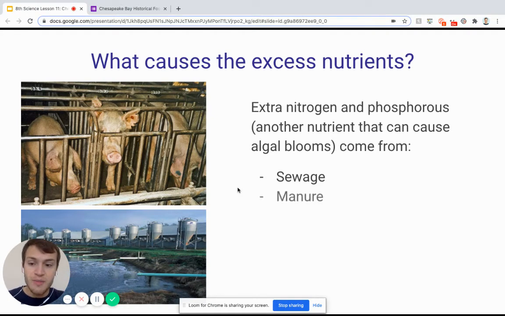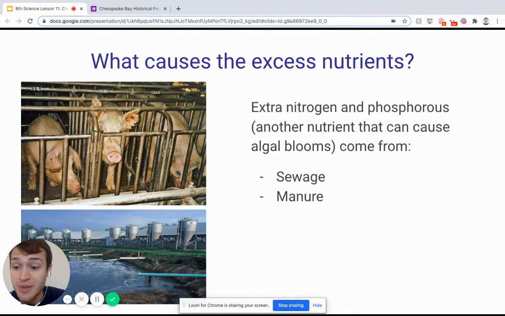But the other way that this extra nitrogen and phosphorus gets into the Chesapeake Bay is from manure, so animal poop. I lived in Washington, D.C. for a summer, which is on Chesapeake Bay. I had no idea I was living on Chesapeake Bay, but now I do.